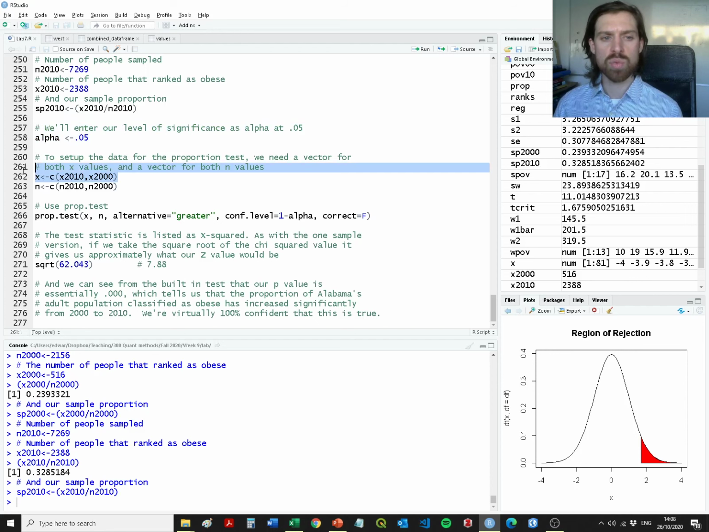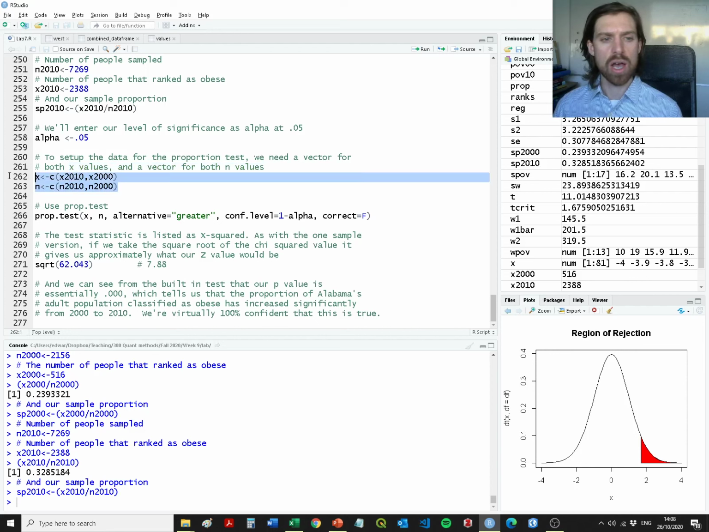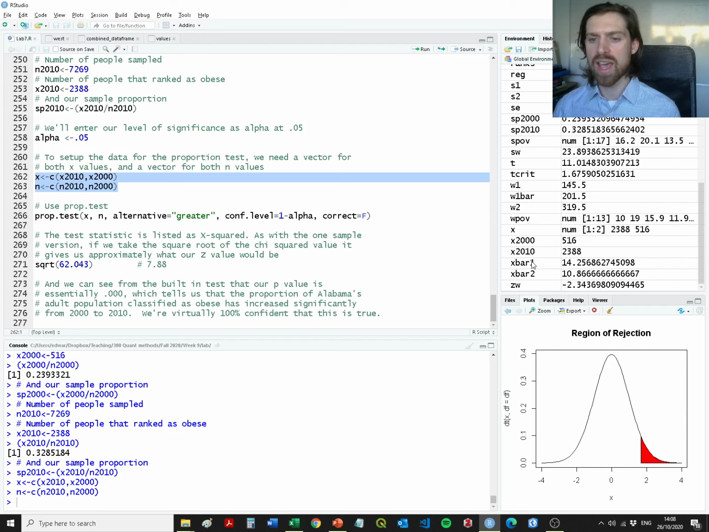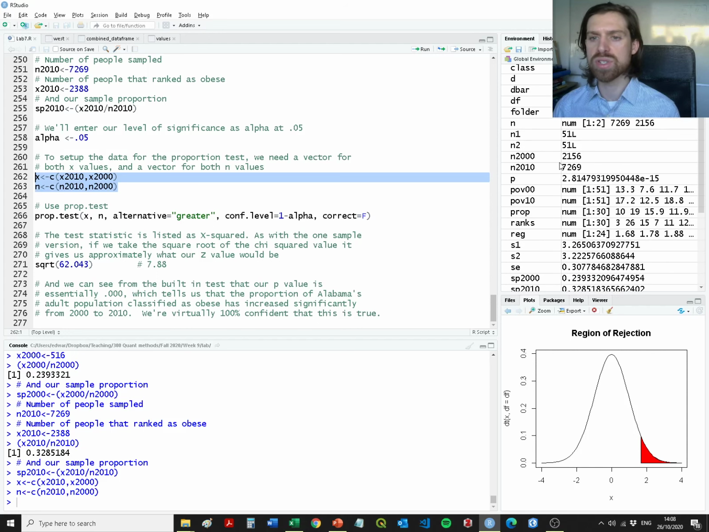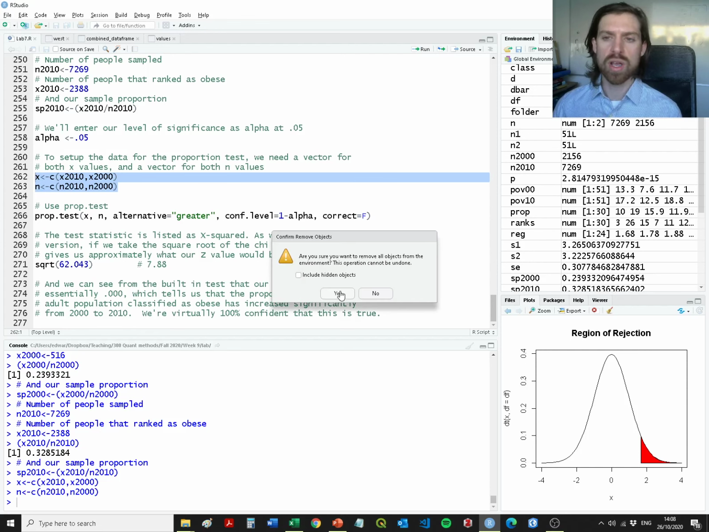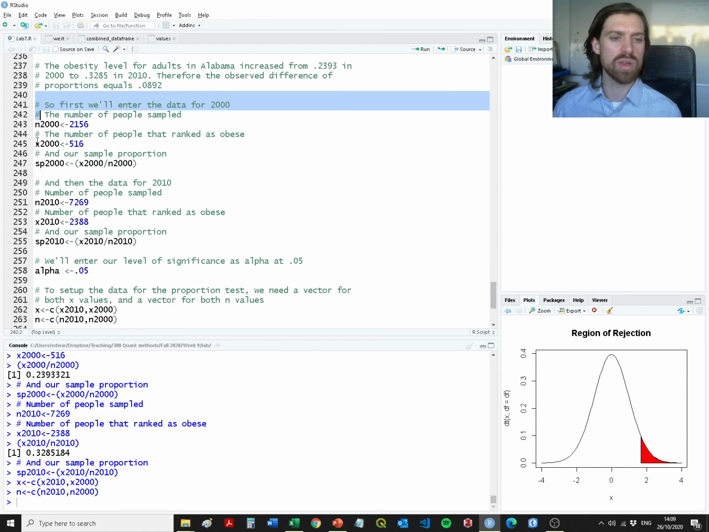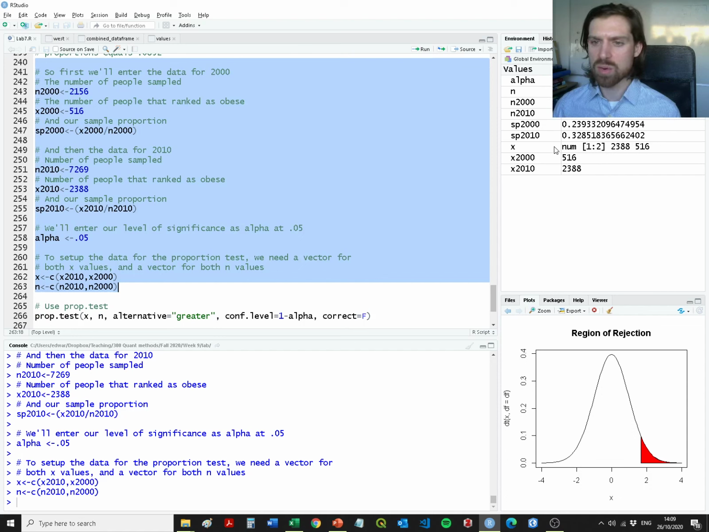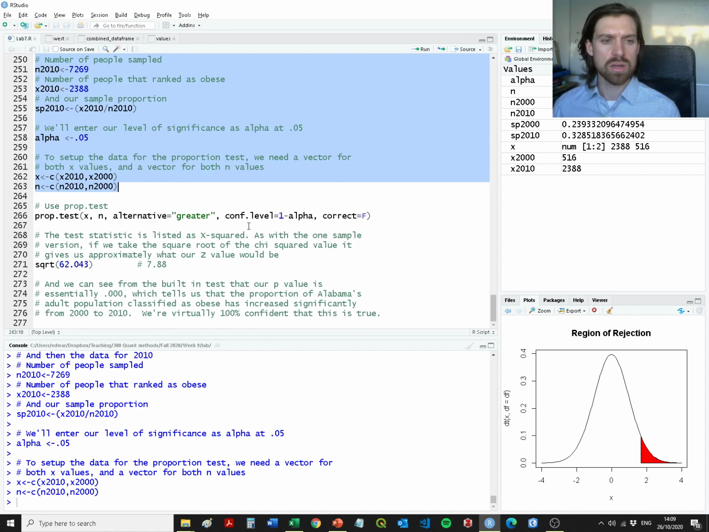And what we need to do is set up the data for the proportion test. So we need a vector for the x values and a vector for the n values. Essentially, when we input those into the global environment, we've got the x and the n vectors that are ready for us to calculate the statistics for. In fact, I'm just going to clear the environment so that we've got this in a more succinct fashion. There we go. So now we've got the x vector here and the n vector. Great.